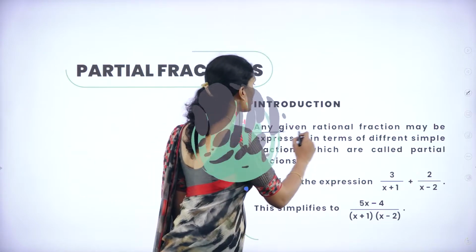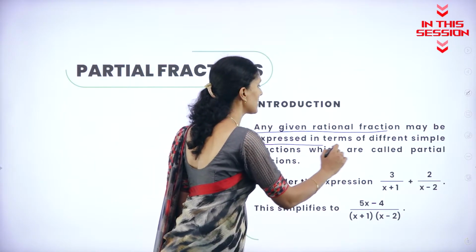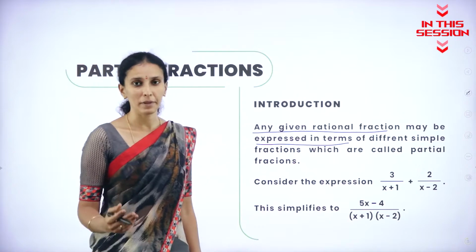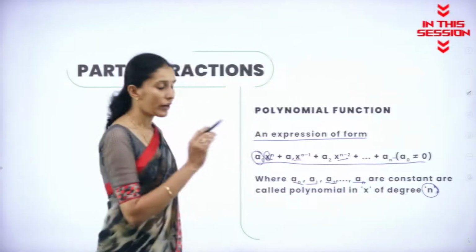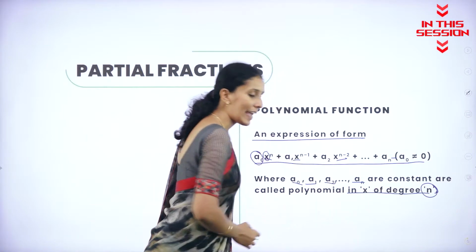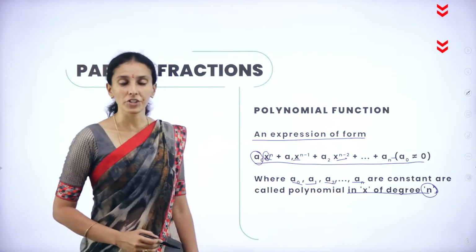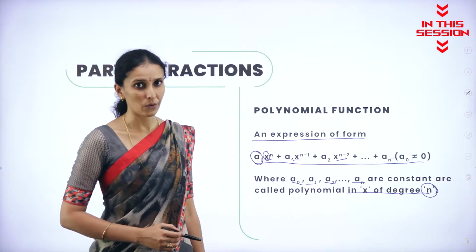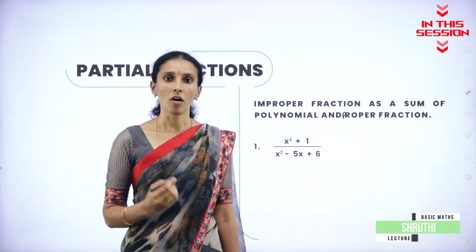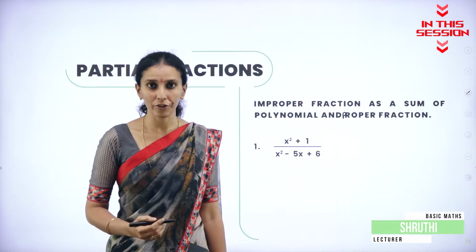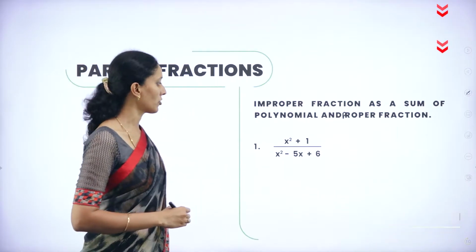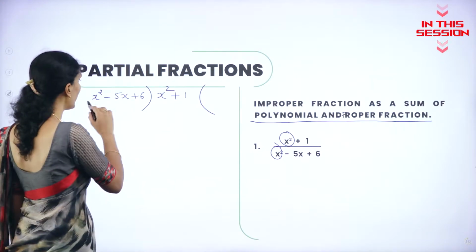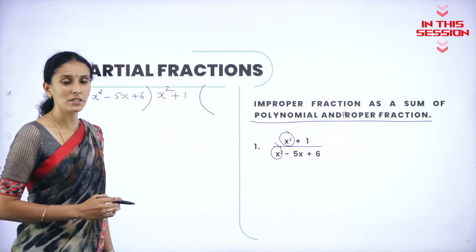Any given rational function can be expressed in terms of different simple fractions. That is called a partial fraction. For any polynomial of degree n, the numerical coefficient is not equal to 0. So an improper rational fraction can be written as a sum of a polynomial and a proper rational function. So how will we divide it? We will see, so that the first terms are the same.